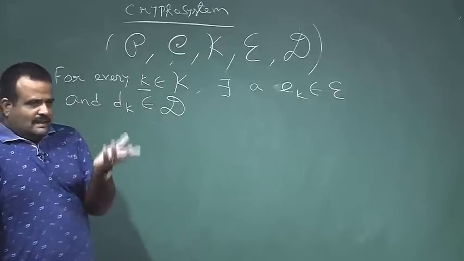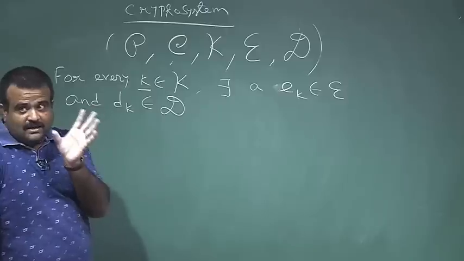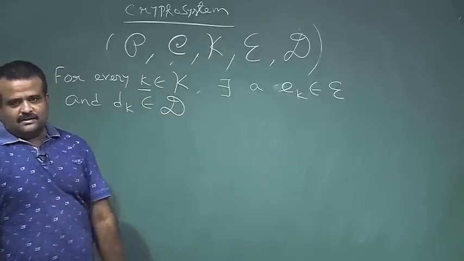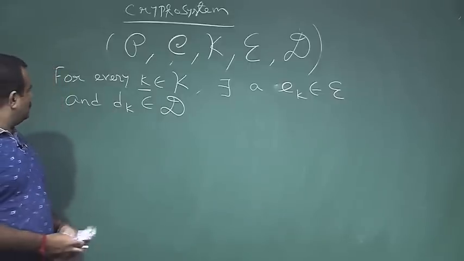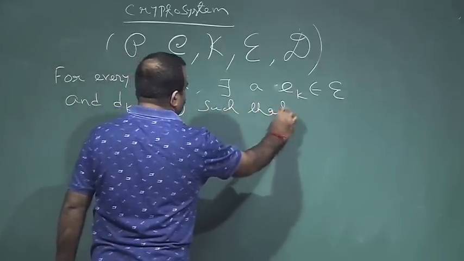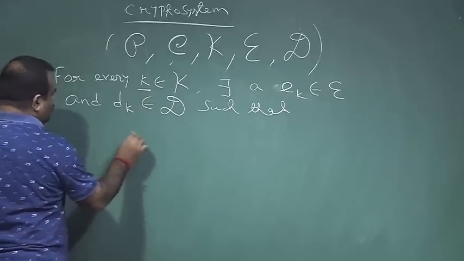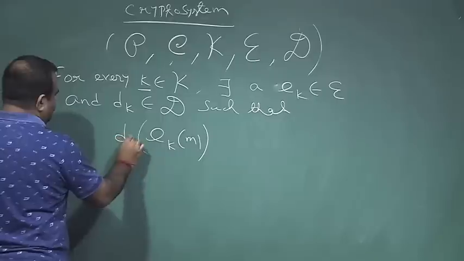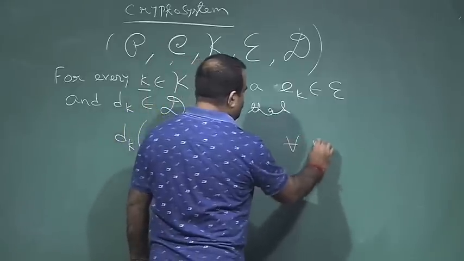In our example, Alice's age was 24, and we added something to 24, which is the key, 26. The key was 26 and the encryption is just addition: 24 plus 26 gives the ciphertext. Decryption is the reverse. There exists a decryption algorithm such that if we encrypt a message we get C, and if we apply the decryption algorithm on that C we get back M, and this must be true for all M from the plaintext space.